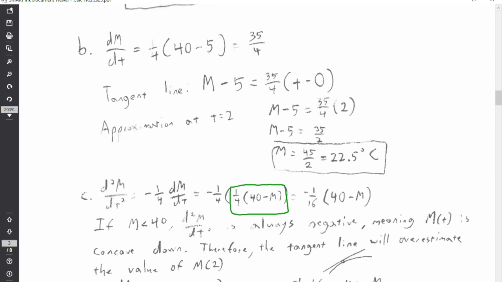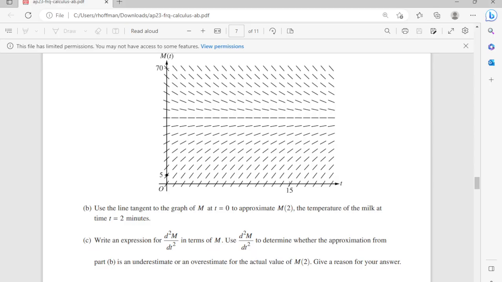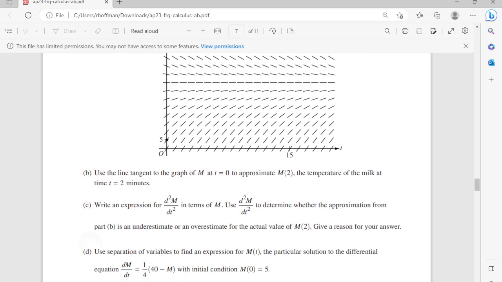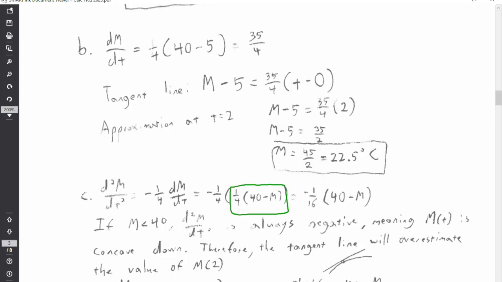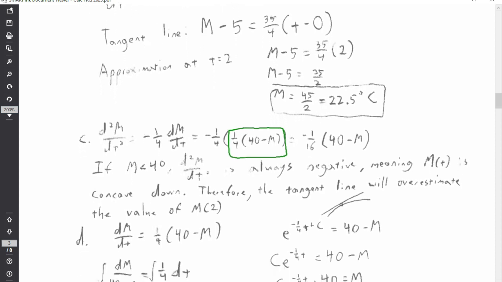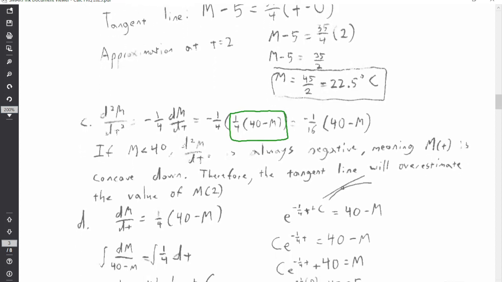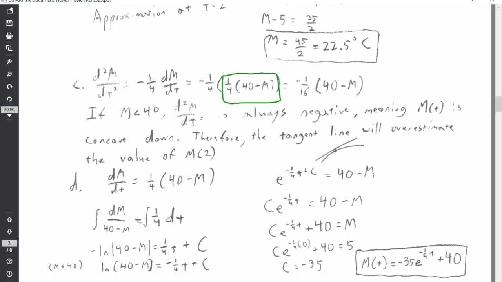And then finally, part D. Part D asked for separation of variables: use separation of variables to find an expression for the original function. So we're going to start by separating our variables. I'm leaving the 1/4 on the other side. This negative out in front right here, don't miss it. It's because of our chain rule.